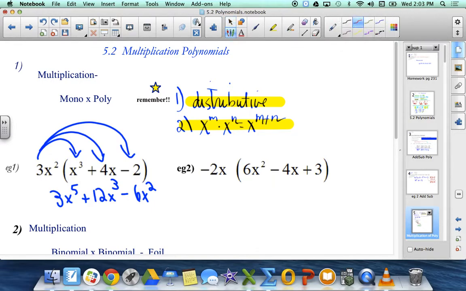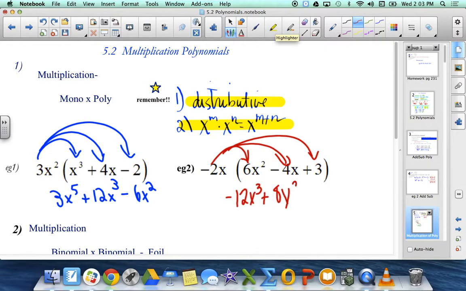The same applies here. So negative 2 times 6 is negative 12x cubed. Minus minus makes it plus 8x squared. And then minus 6x. That's an x. Okay. Everybody okay with that?